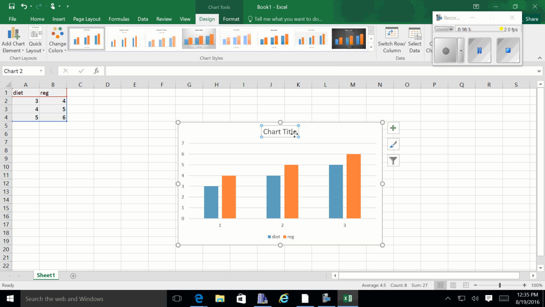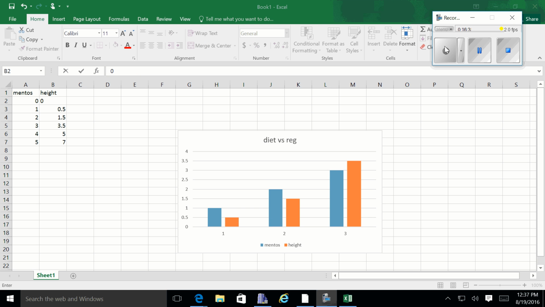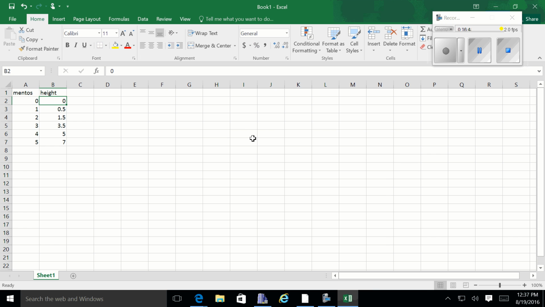Now I can come up here. I can change my title to diet versus regular, something like that. That way you have your variable on your graph, and there you go. Now, if you're going to do a line graph, like for the number of Mentos, if you notice over here, I put down the number of Mentos and height. You're going to do the same thing. Let me get rid of this graph right here. I'm going to just click it and delete it. Now I'm going to do the same thing.